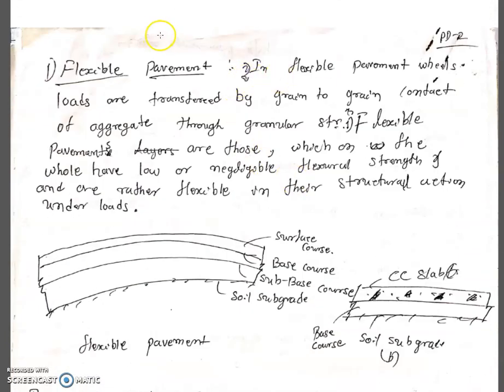We will study what flexible pavement is. Here, wheel loads are transferred grain to grain. Whatever aggregates we have, through that the wheel loads will be transferred.